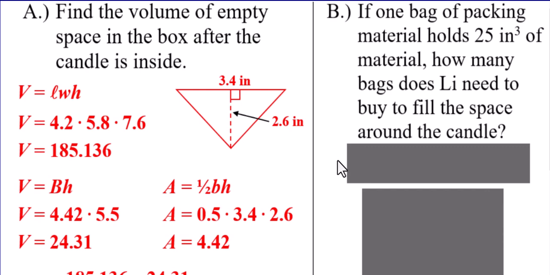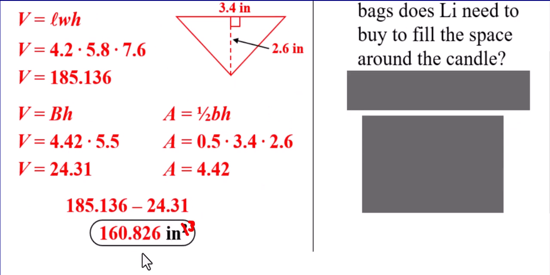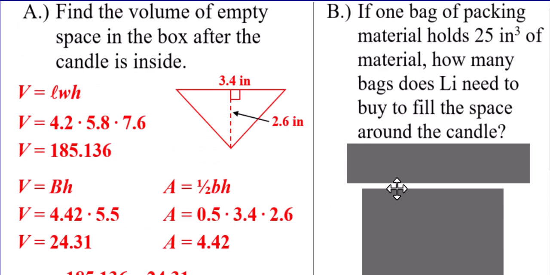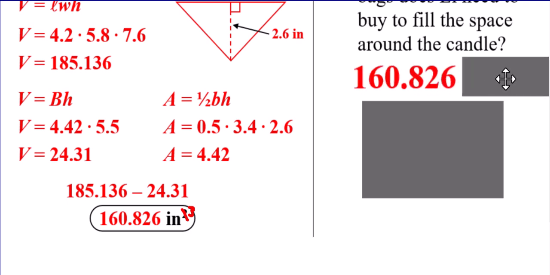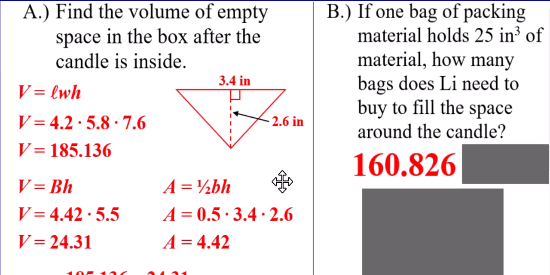Okay, so as I mentioned earlier, when you send something in the mail in a box, you will normally surround it with some type of packaging material. That way the item inside doesn't bounce around and get damaged. So that's what we're going to now find in part B. How many bags of packing material does Lee need to buy to fill the empty space that we just found in part A? So first things first, we need to take this answer from part A and start with it, because that is the volume of the empty space.